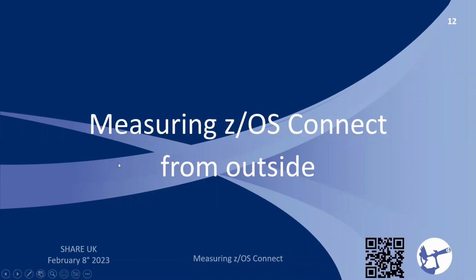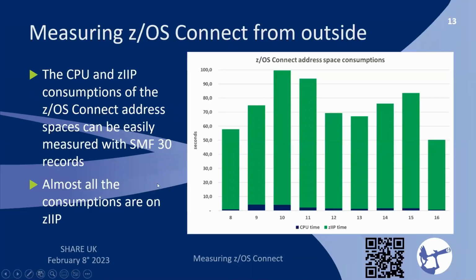And now the focus of the paper is how to measure this zOS Connect activity on the mainframe. So the first chapter is measuring zOS Connect from outside. Okay, the first thing you can do very easily is to take the SMF record 30, so the started task activity as an address space. And with that, you may see the consumption. This is some data taken from a test we did in a test environment. And you may see that almost all of the consumption is running on special engine. So it's also very good from the software cost point of view.